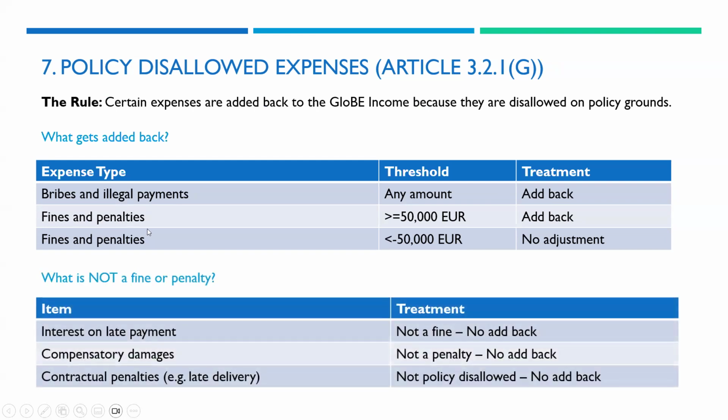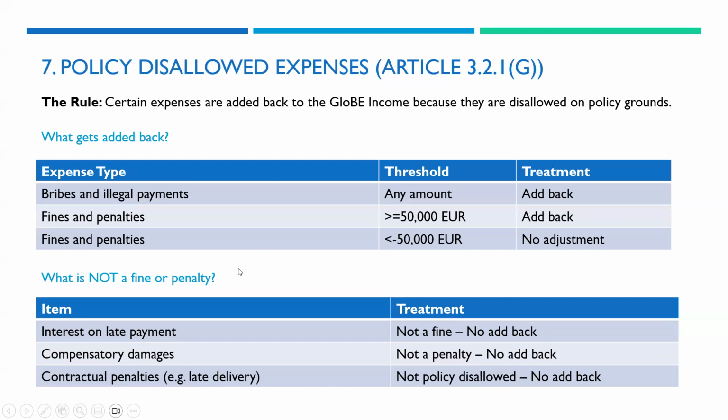Now, what is not a fine and penalty? Fine and penalty is a very abstract word, so they have given some clarity as well. Interest on late payment is not a fine, so you don't need to add back anything which is interest on late payment. So your 14% you don't need to add back. But your 500 or 10,000 as the case may be, it is a fine, so you have to add it. Getting it? Okay. Compensatory damages: if we are paying some compensation for the damages caused to the other person, that's not a penalty or a fine. Contractual penalties, for example late delivery, where it is contractually written, are also not policy disallowed.